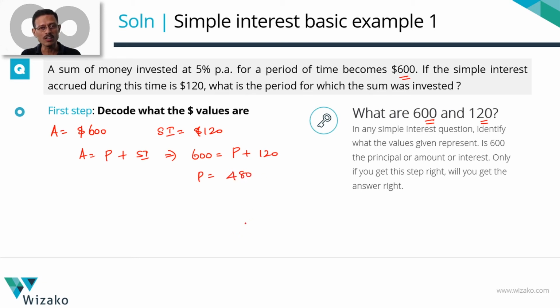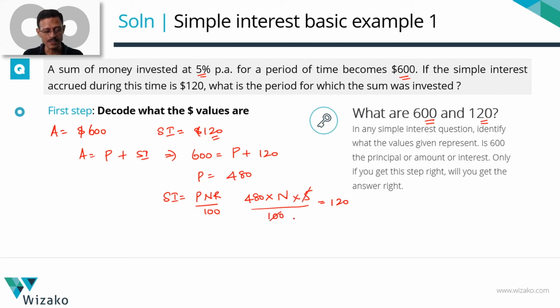Now let's substitute all of this information into that simple interest formula. Simple interest formula is SI equals PNR divided by 100. What is the principal? 480. That's something we have derived. What is N? That's what we are trying to find out in this question. R is the rate of interest, which is equal to 5%. So 480 into N into 5 divided by 100. This is equal to the simple interest. This equals 120, which is the simple interest that we have.